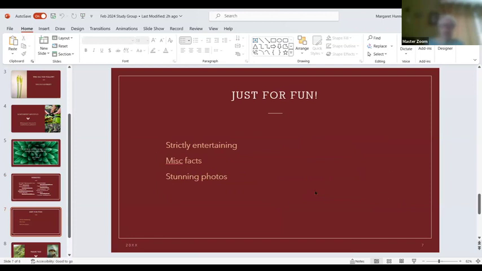So yeah, I kind of categorized. I was thinking, okay, what do we watch for fun? What's strictly entertaining? What's miscellaneous facts? Who has stunning photos? And they all do. All of them are pretty talented in that direction these days. So sometimes it's just nice to look at pretty photos, right?